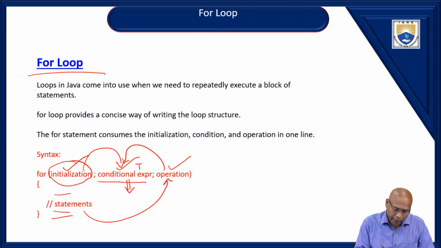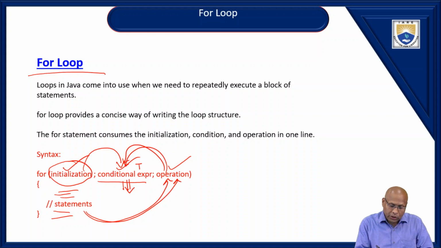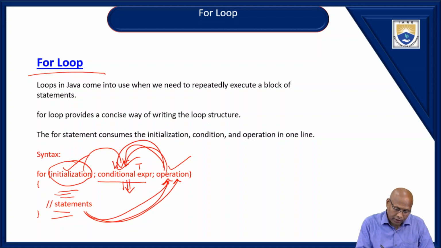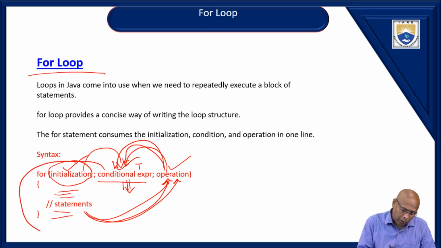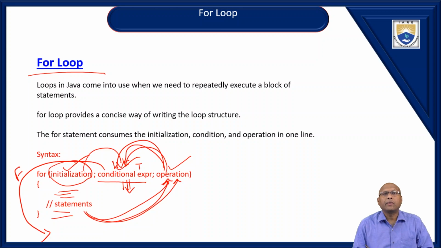Once it's true, again it will come inside, then perform the statements. After executing the statements, again control goes to the operational part, again check the condition. If it is true, again repeat the statements, then again go to the operational part, again check the condition. If the condition fails, then the control will come out from the loop. This will come out when the condition fails.